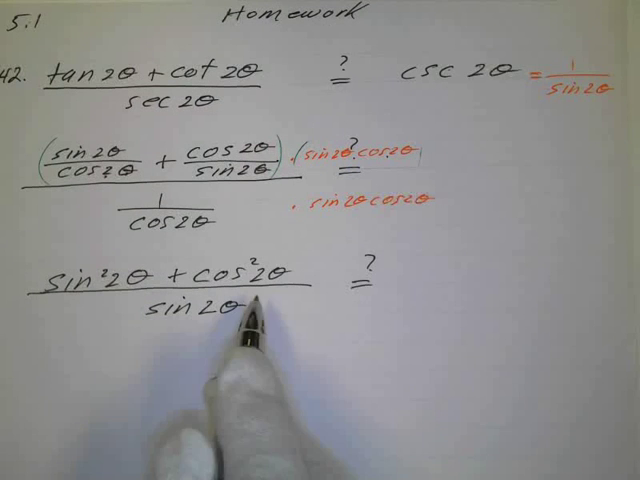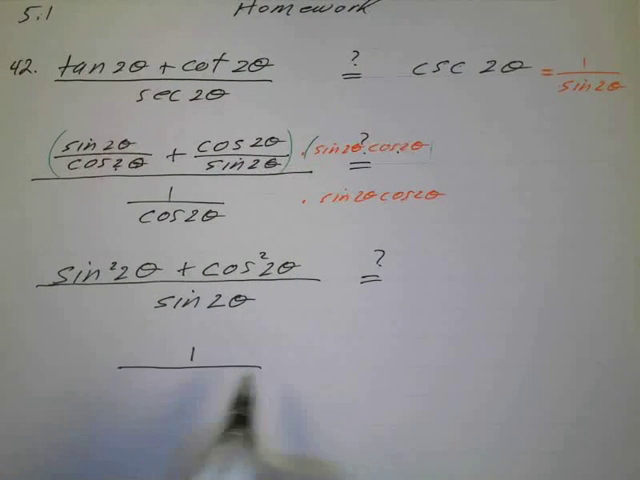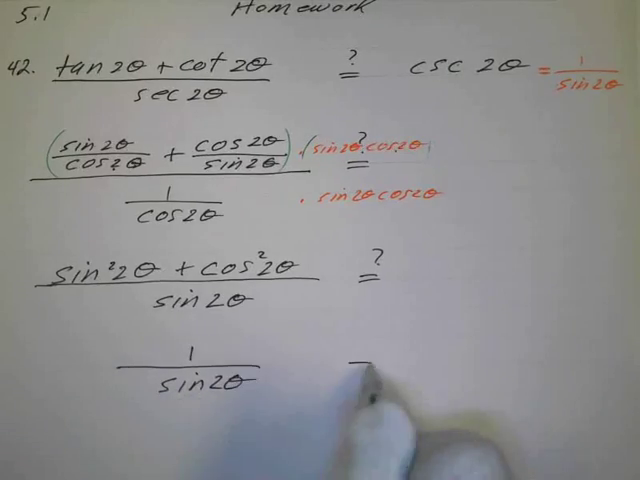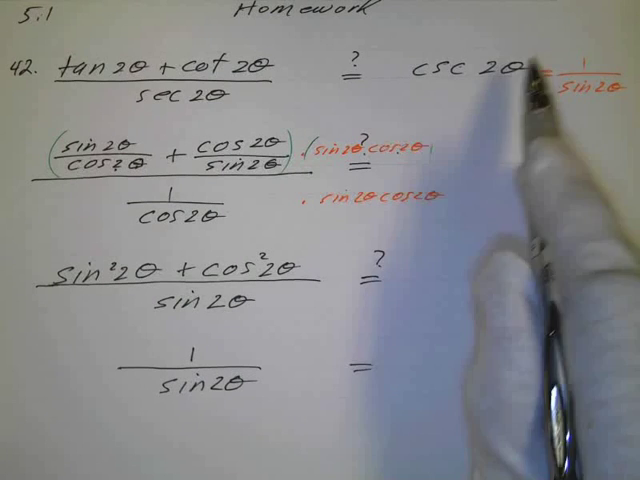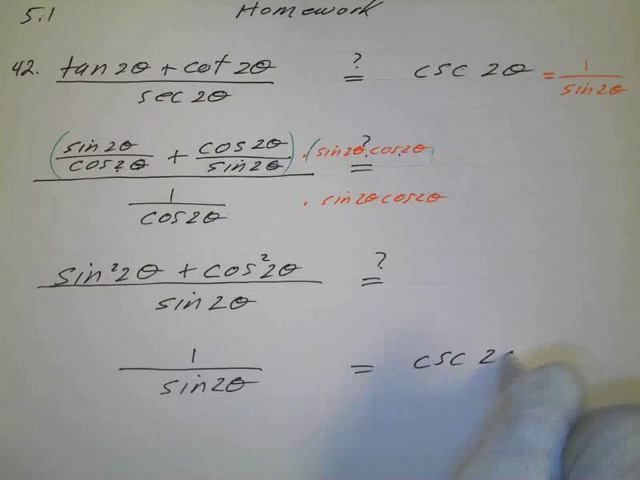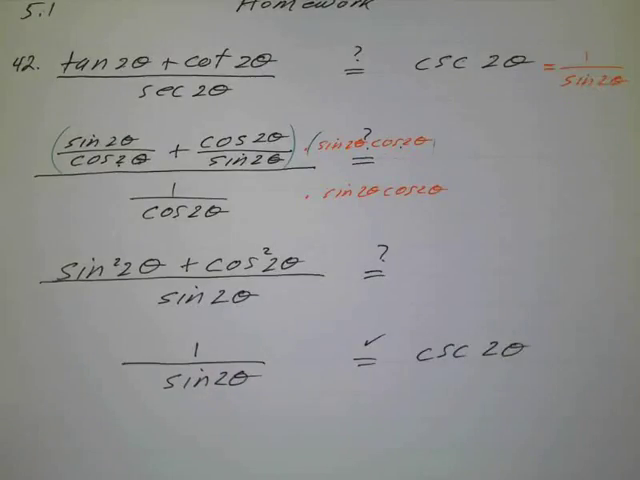And what's the sine squared plus the cosine squared? Our old friend number 1. That's our Pythagorean identity. So I've got 1 over the sine of 2 theta. And what do we say that was equal to up here? There we go. So we're checked. We got our verification. I hope that makes sense.